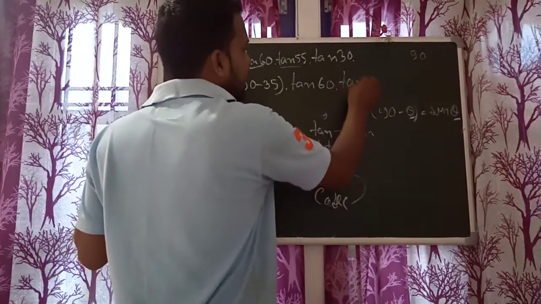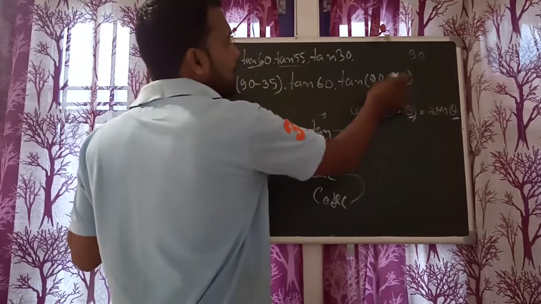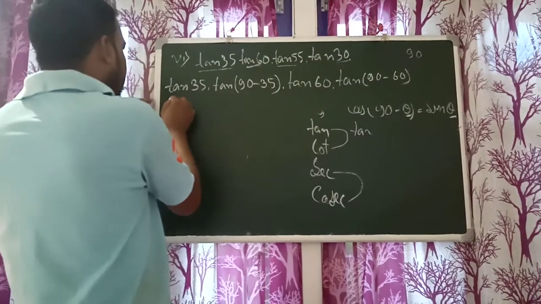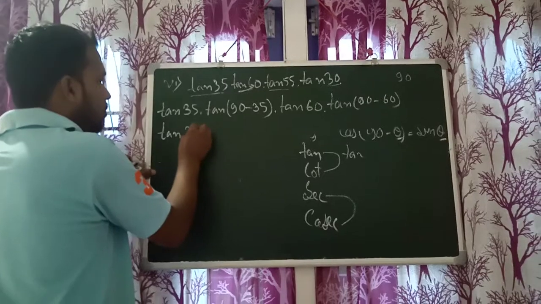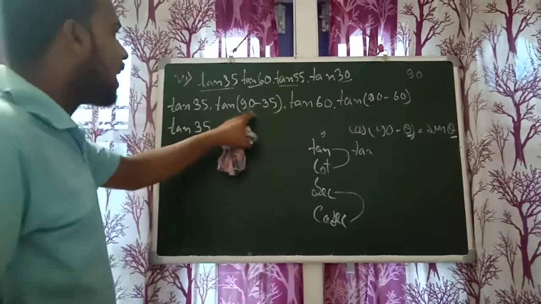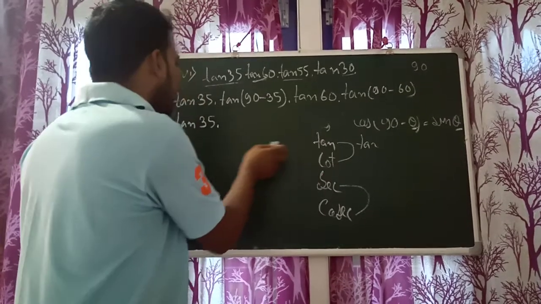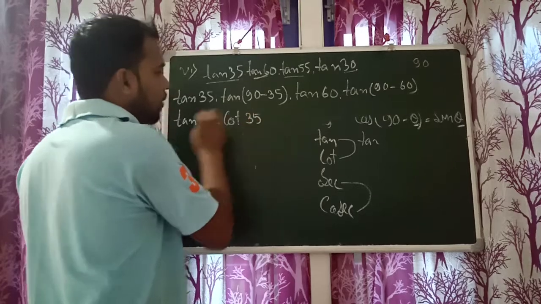Tan 30 can be written as tan 90 minus 60. 90 minus 60 is equal to 30 only. Okay, now tan 35 will remain as tan 35, then into tan 90 minus theta. Tan 90 minus theta is equal to cot theta. Then here you have to write cot 35 degree.